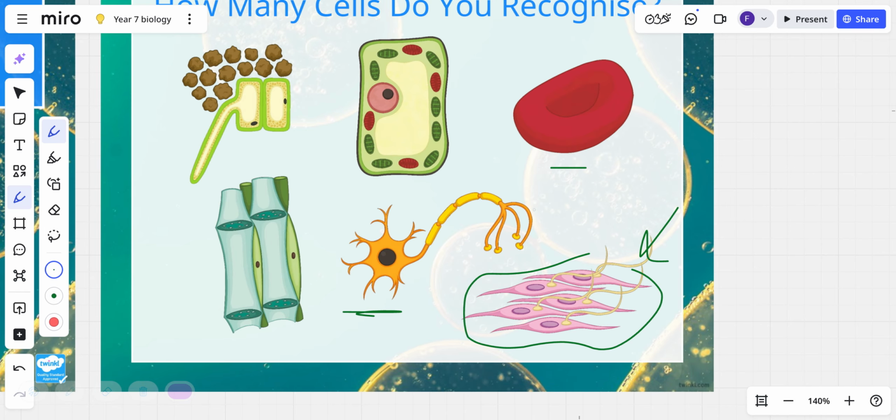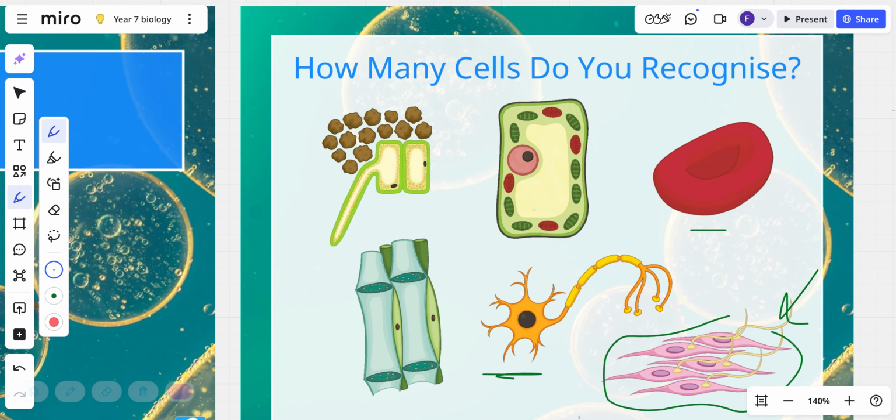But we're not just going to look at animals, we're also going to look at plants. And plants have specialized cells. They have a special job. This is a root hair cell. Its job is to take up water and minerals. This here is a palisade cell. You find it in leaves. And we're going to look at these structures in detail as we progress through the work that we're doing.